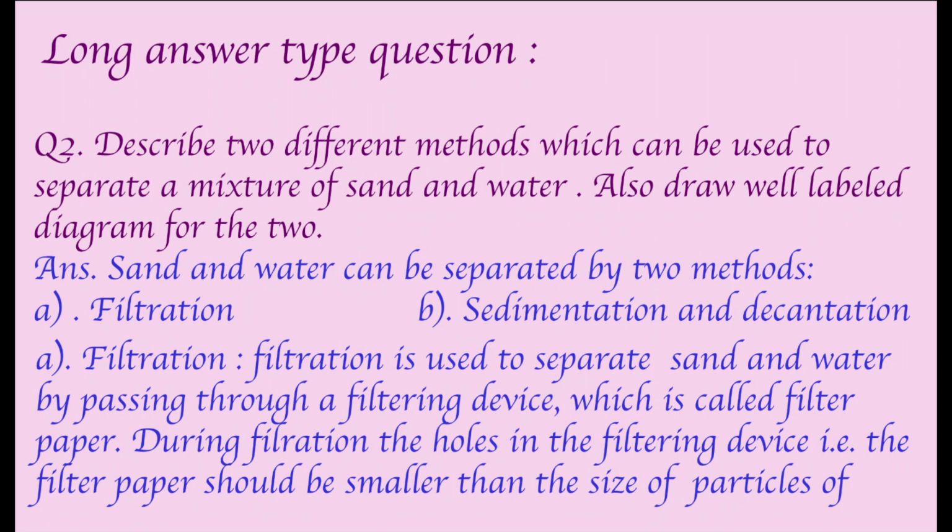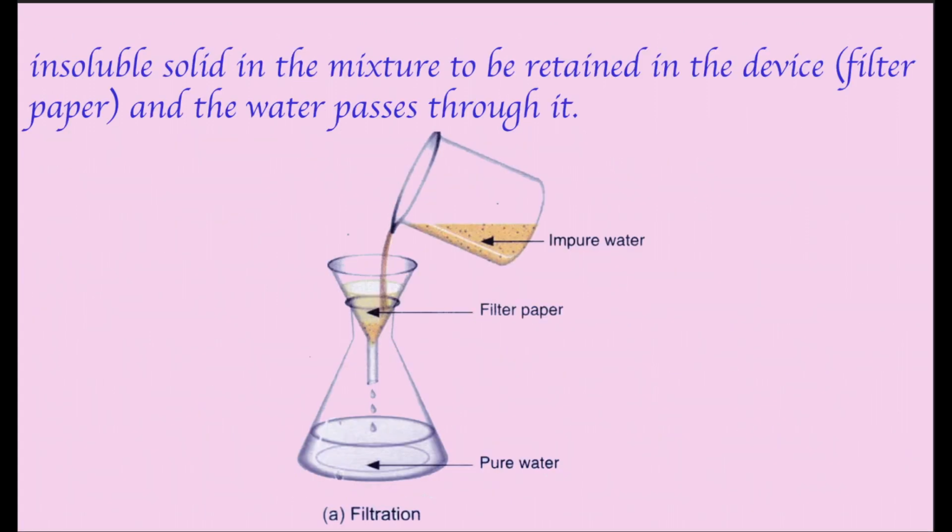Filtration. Filtration is used to separate sand and water by passing through a filtering device which is called a filter paper. During filtration, the holes of the filtering device, that is the filter paper, should be smaller than the size of particles of insoluble solid in the mixture to be retained in the device, that is the filter paper, and the water passes through it. Here is the diagram to show the process.